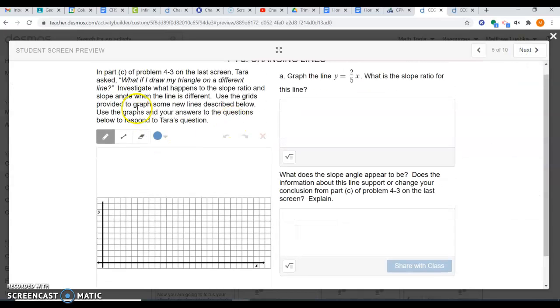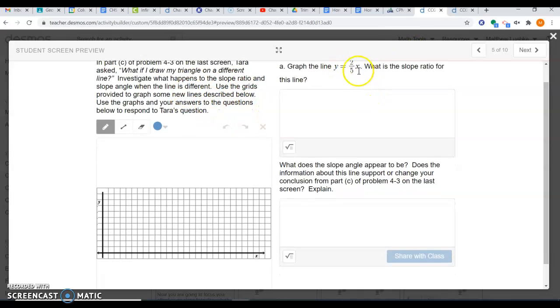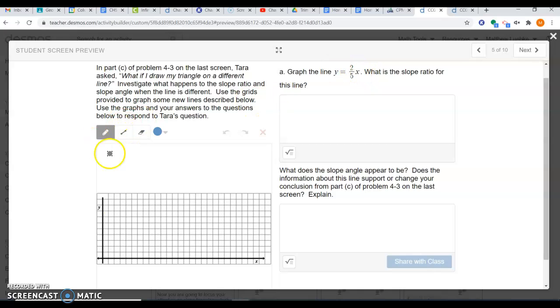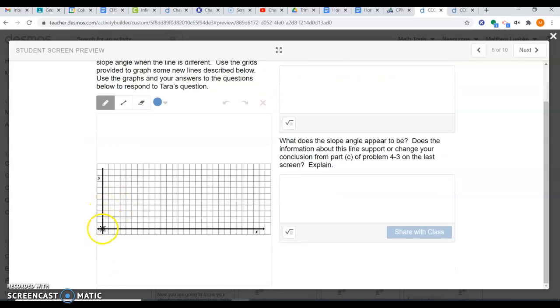So you go here, and it says, what if I do draw a different triangle, or I draw my triangle on a different line? So the first thing we need to do is graph this line 2/5 x, which means starting at the origin, I go up 2 over 5. So 1, 2, 3, 4, 5. Up 2 over 5 again, 1, 2, 3, 4, 5. And then I'm just going to draw my line the best I can from here. Okay.